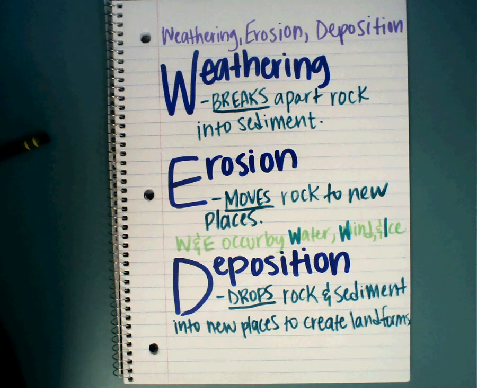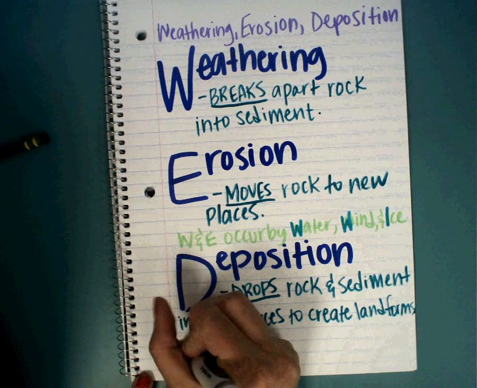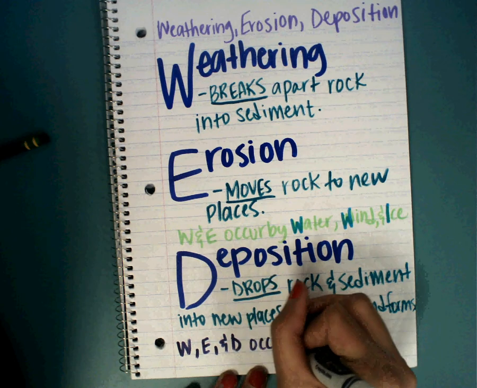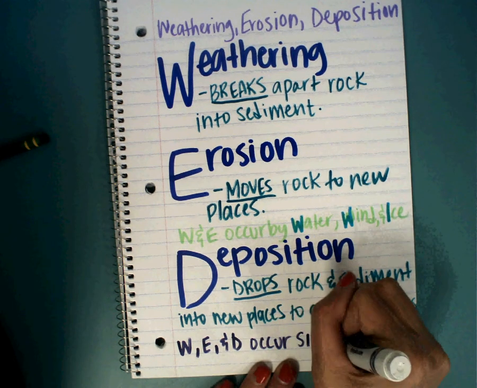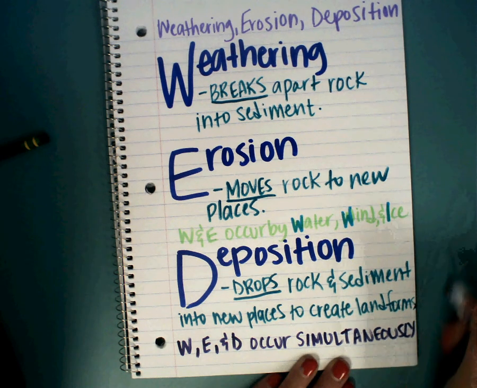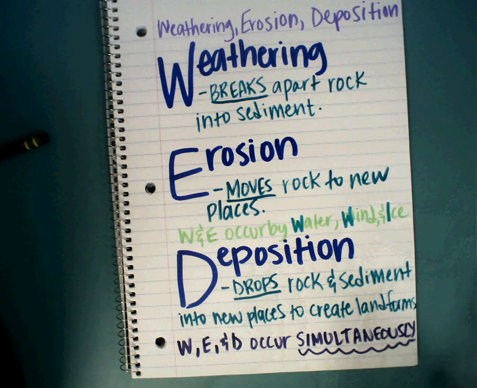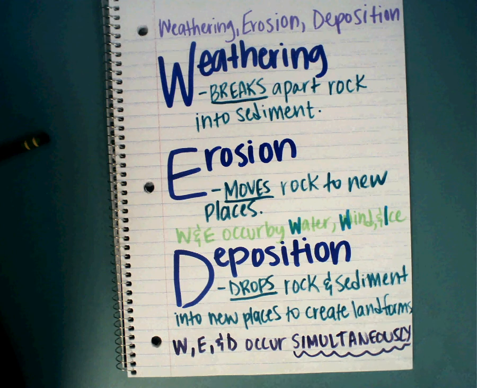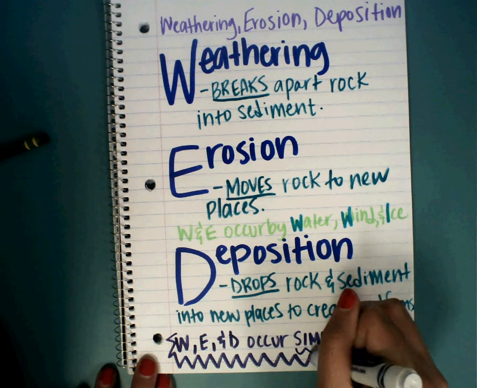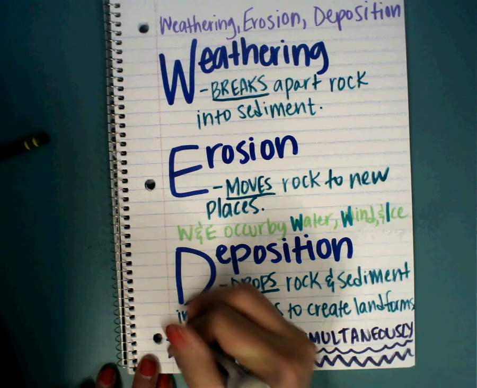Okay, a really important thing to remember here, guys, is that weathering, erosion, and deposition all occur simultaneously. That's a long word. Simultaneously. What simultaneous means is at the same time, right? They're all happening at the same time. And that's really important for us to remember.